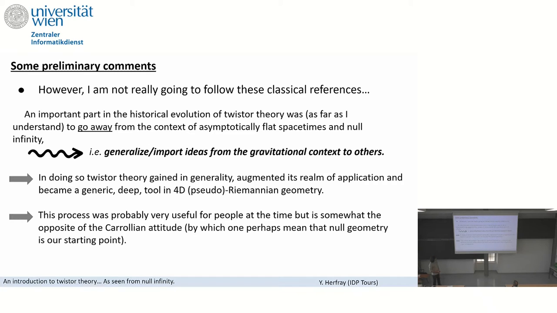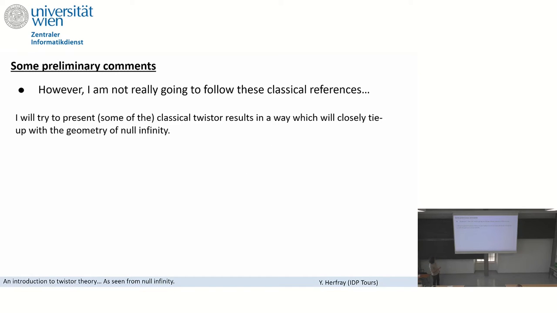This was probably the useful process of the time, and what was very deep about twistor theory. But for this workshop, where we maybe want to think of null infinity as our starting point, it's not quite the way you want to explain twistor theory, because a lot of the ideas actually came from scri, from null infinity. So I'm going to go in the reverse direction of what's been done historically.